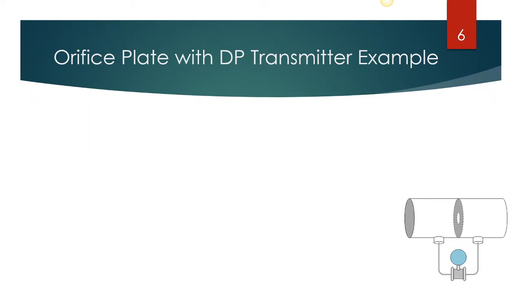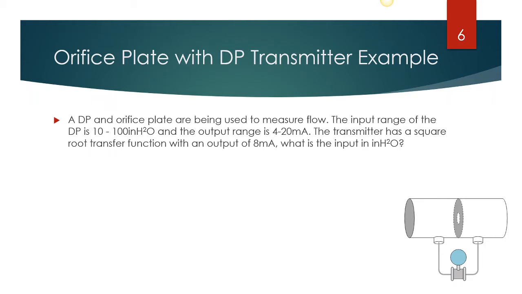Okay, so let's look at another example, and we're going to calculate backwards. In this case, we're going to have a differential pressure cell across an orifice plate, but the range is going to be a little different. It's going to be 10 to 100 inches of water, and the output's going to stay the same. The given information is, if the transmitter is sending 8 milliamps of output, what should we expect the differential pressure to be across that orifice plate in inches of water? So let's figure out how we can back calculate that.